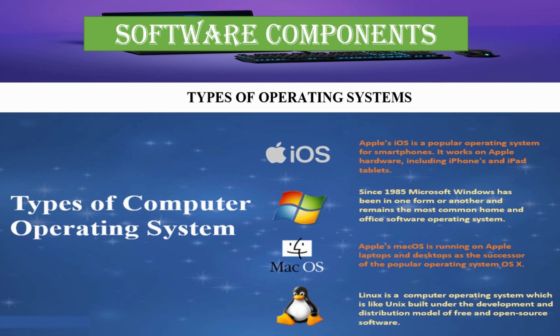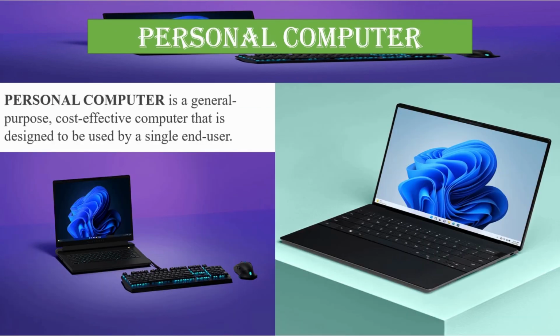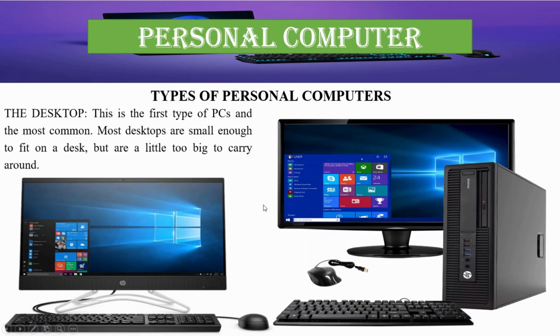The daily computers we are using in everyday working are personal computers. A personal computer is a general purpose, cost-effective computer that is designed to be used by a single end user. We have so many types of personal computers, starting from desktop. Desktop, this is the first type of PC and the most common. Most desktops are small enough to fit on a desk, but are still too big to carry around.